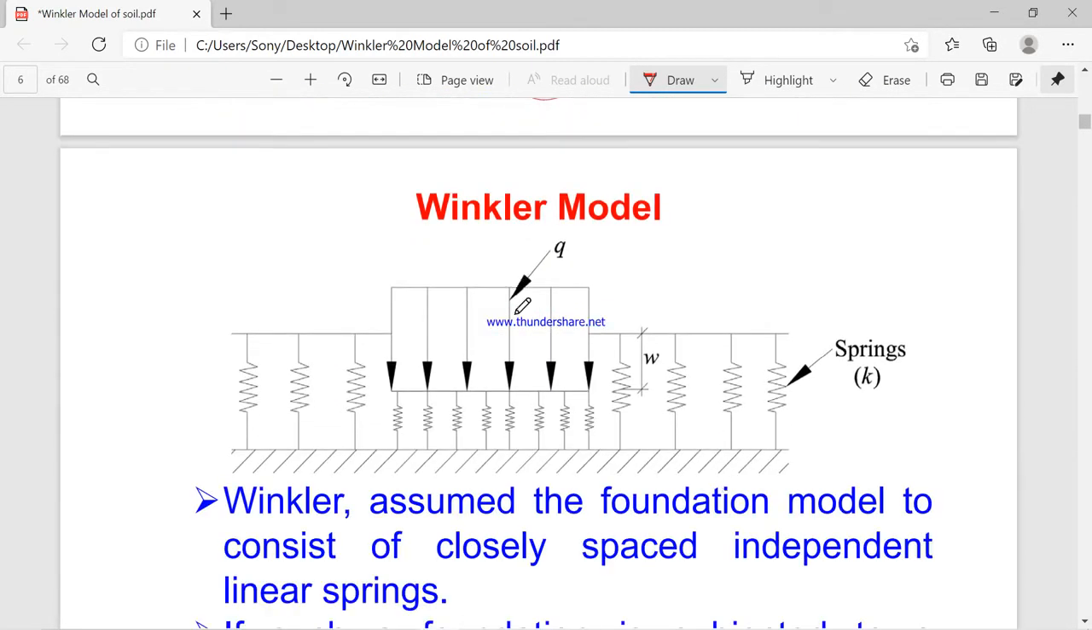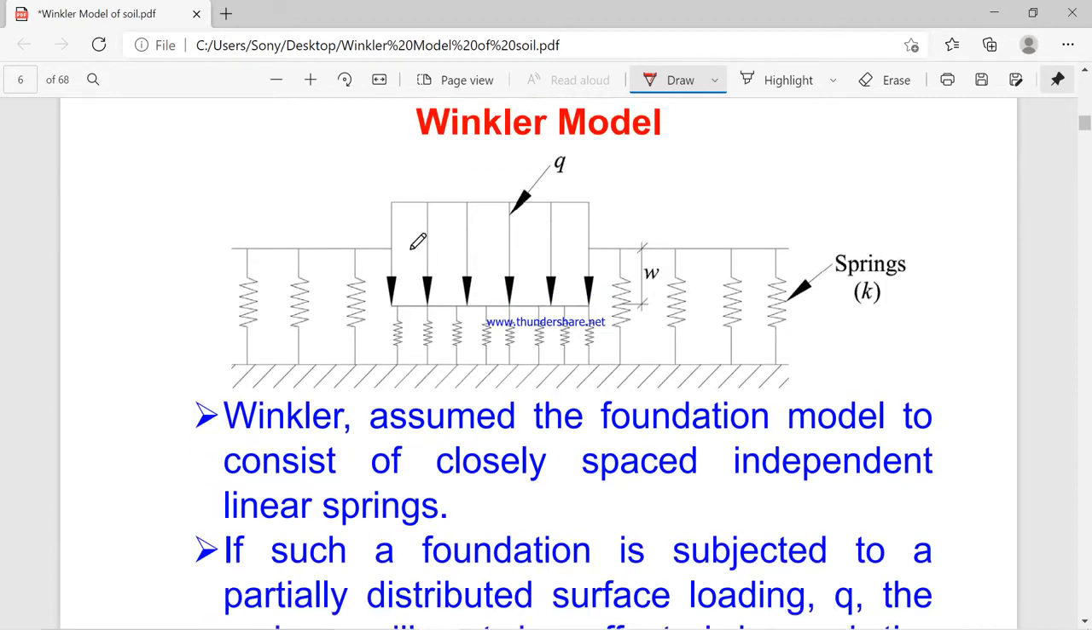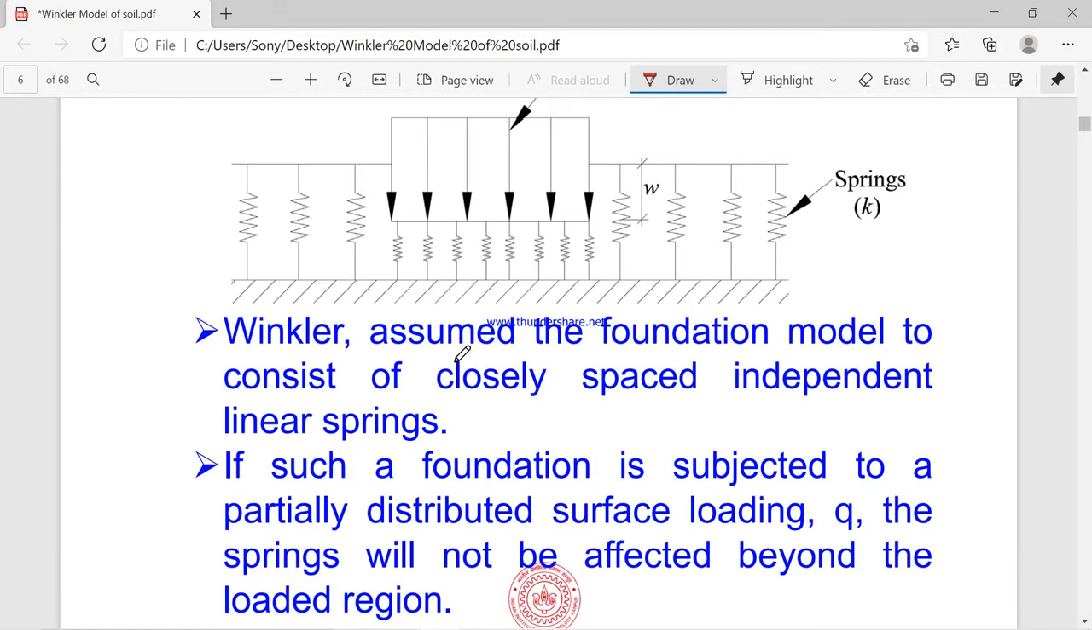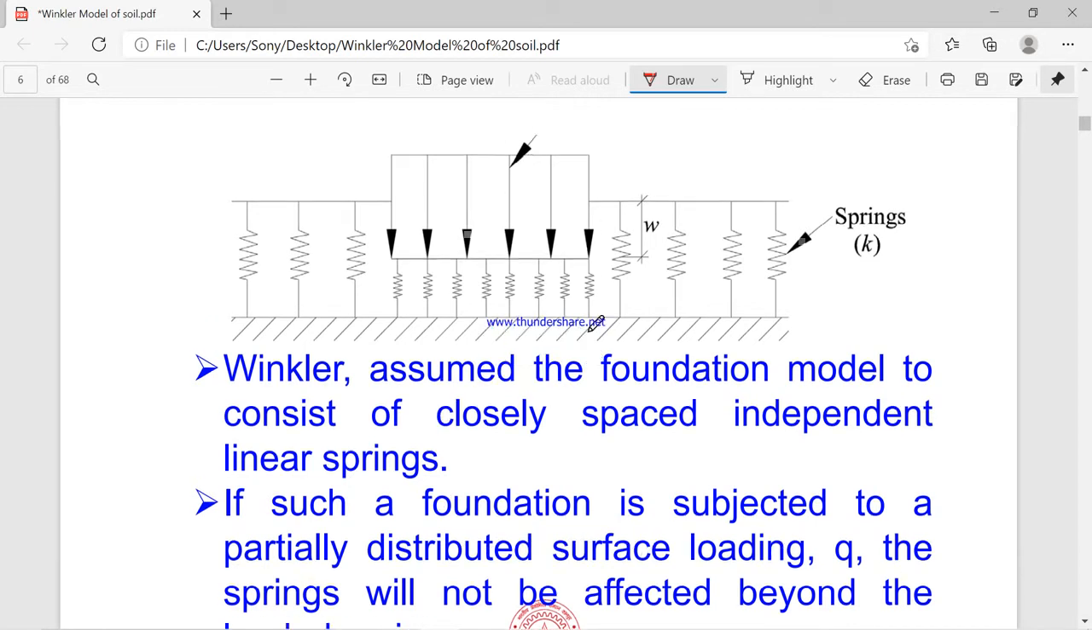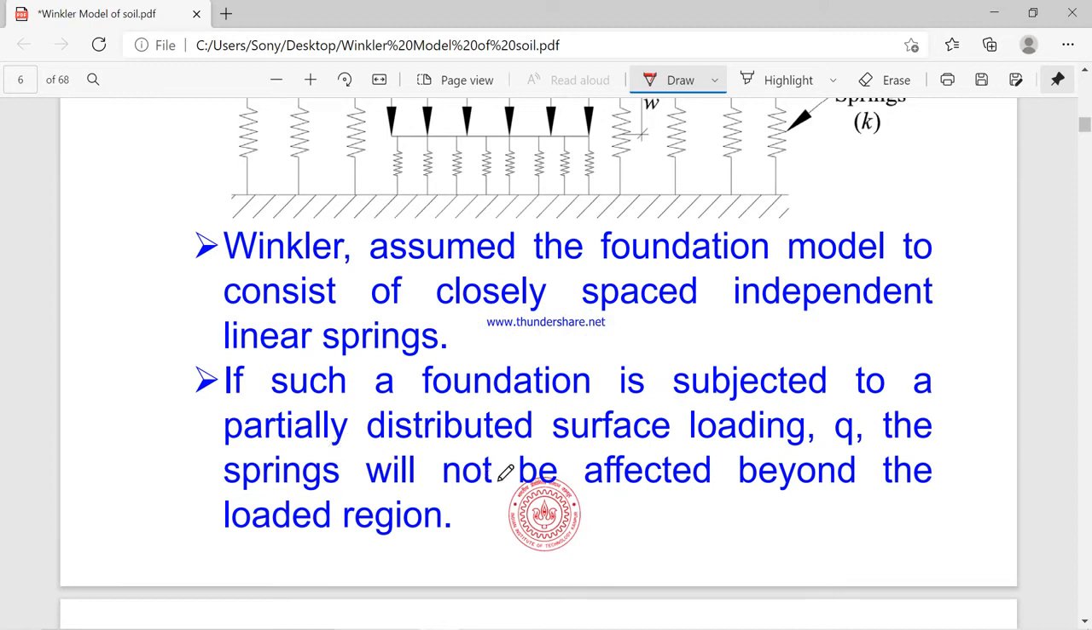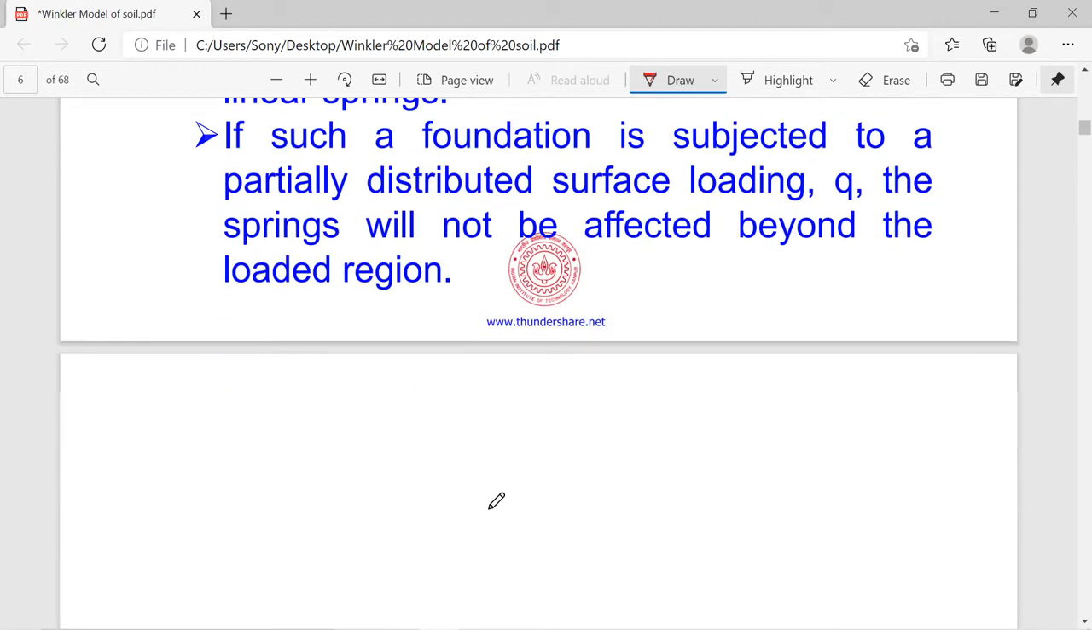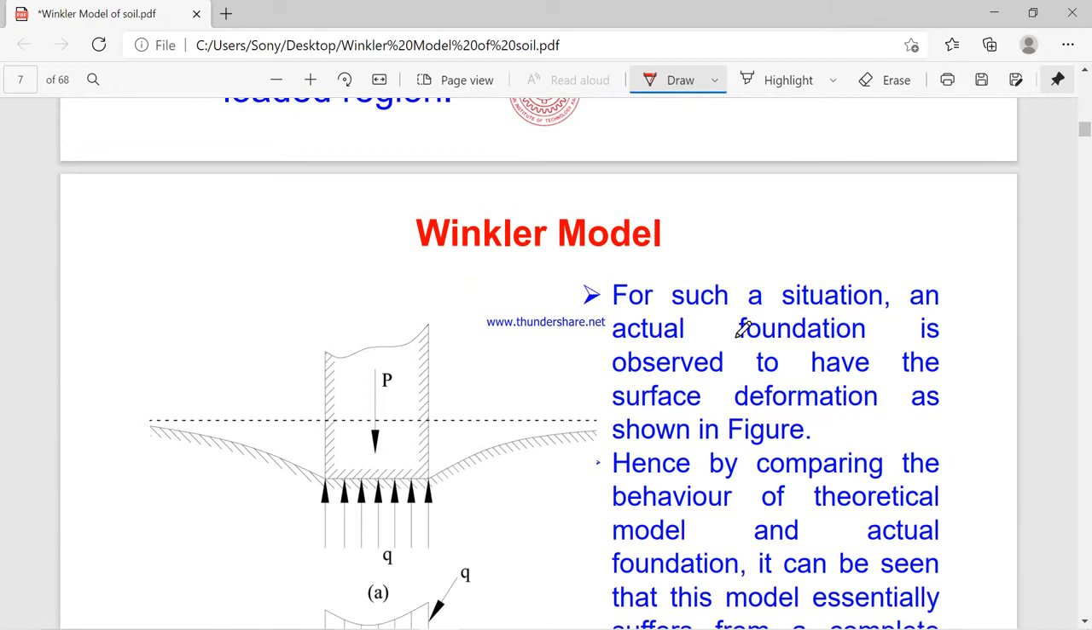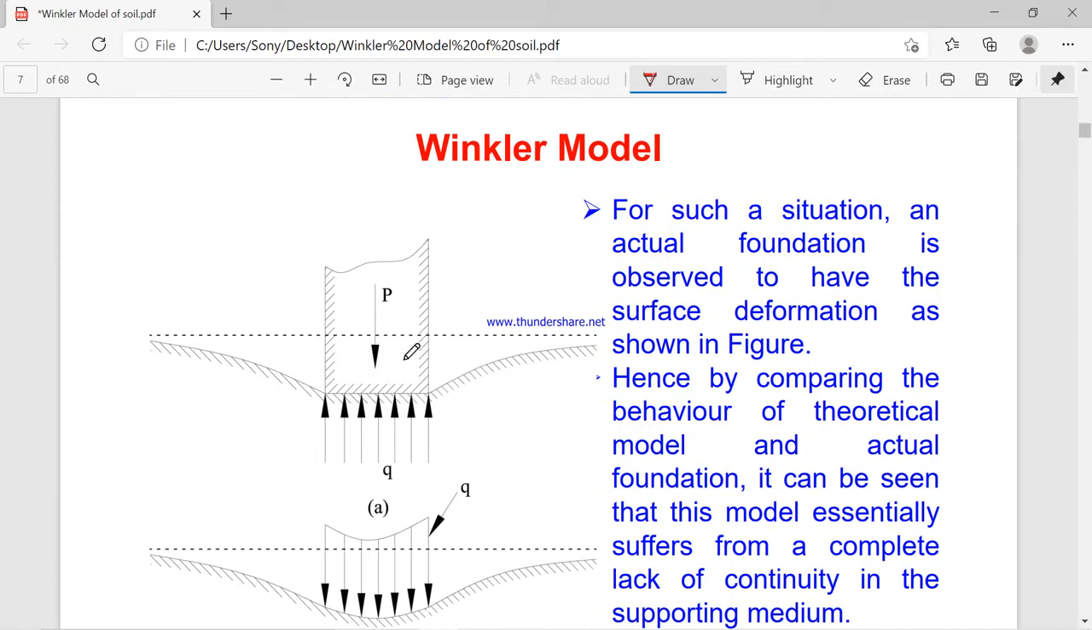So this is a typical model of Winkler. Q is the intensity of the load which is acting, and K is the spring constant of the soil medium. Winkler assumed the foundation model to consist of closely spaced independent linear springs. If such a foundation is subjected to partially distributed surface loading, in the form of Q as shown in the figure, then the springs will not be affected beyond the loaded region. For such a situation, an actual foundation is observed to have a surface deformation as shown in the figure. So the failure pattern is like that only.